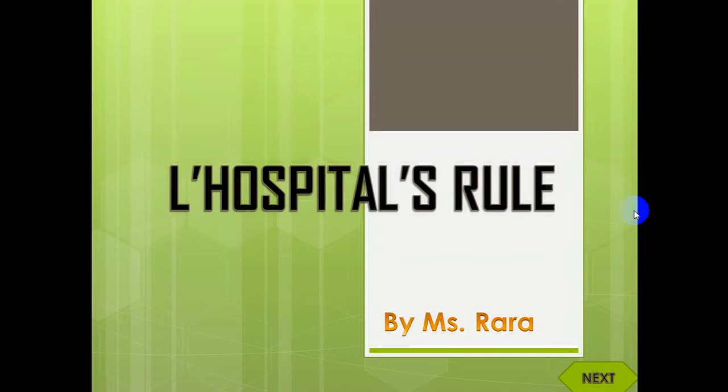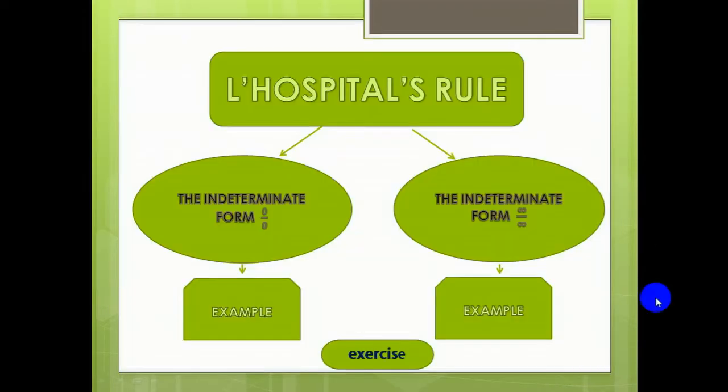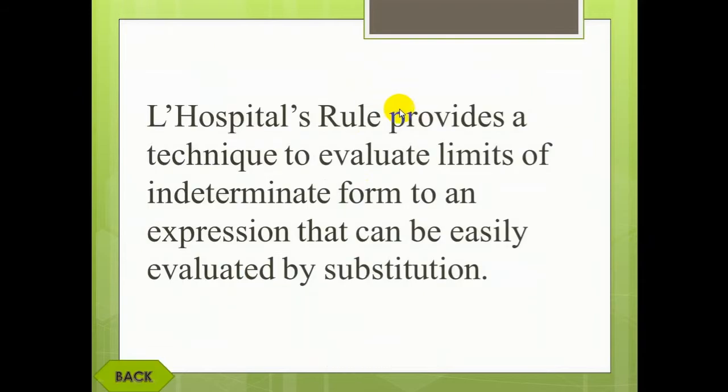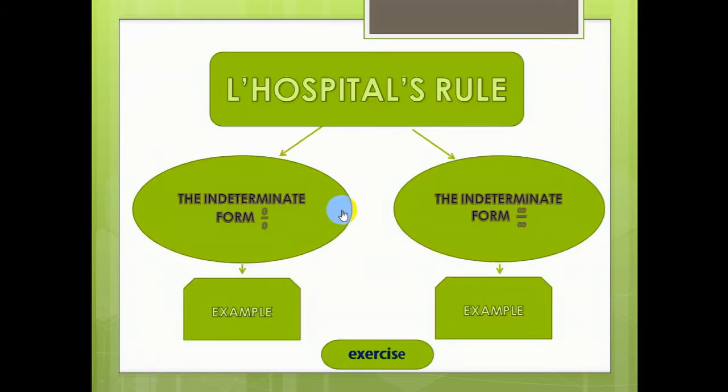Okay, so let's talk about what L'Hospital's rule is. L'Hospital's rule provides a technique to evaluate limits of indeterminate form, so an expression that cannot be easily evaluated by substitution. Okay, so that's the meaning. This method helps us evaluate limits of indeterminate form. L'Hospital's rule talks about two forms. The first is indeterminate form 0 over 0, and the second one is indeterminate form infinity over infinity.